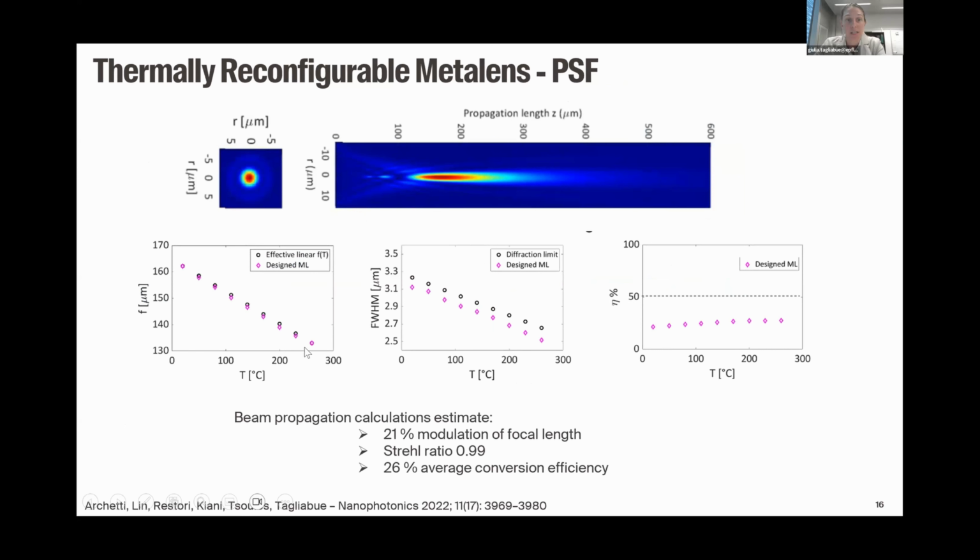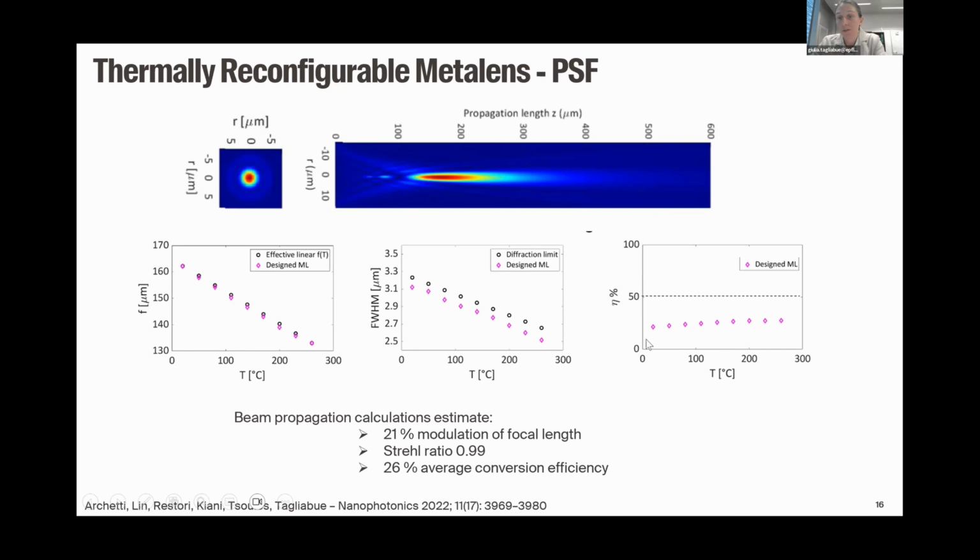And indeed, if we account for the response at the different temperatures, then we can see that the focal length can be modulated from around 165 to around 135 by changing between room temperature and 220 degrees. And we chose this temperature range because it was something that we could eventually test in the lab. Obviously, the larger the temperature change, the higher the modulation. And the full width at half maximum is good, and also importantly, this is a circularly polarized lens that operates under circularly polarized light.